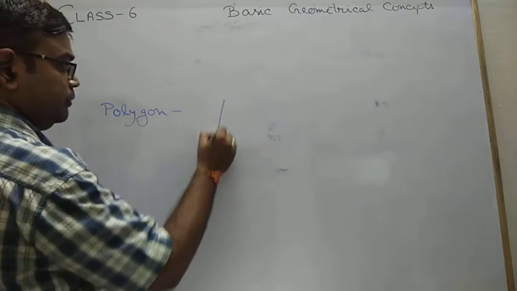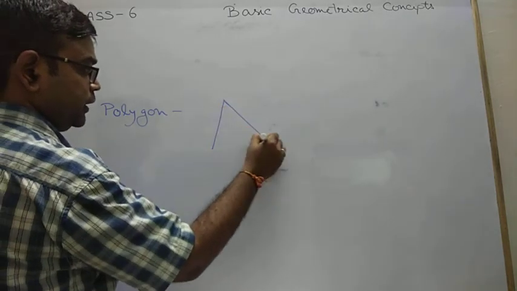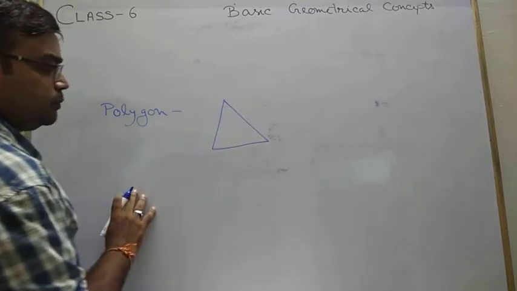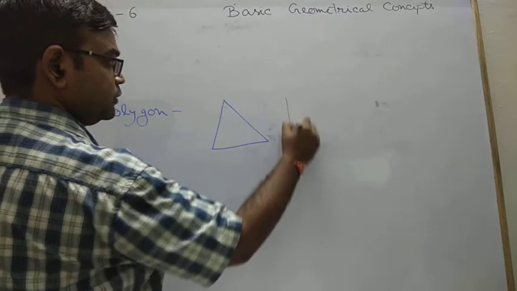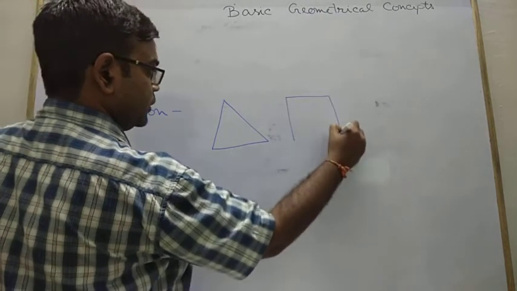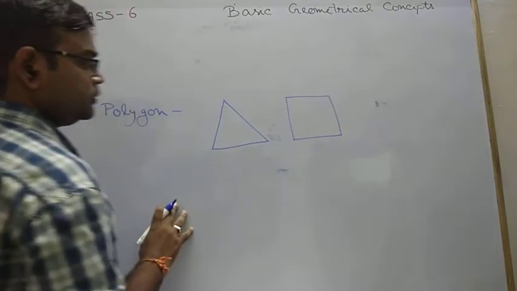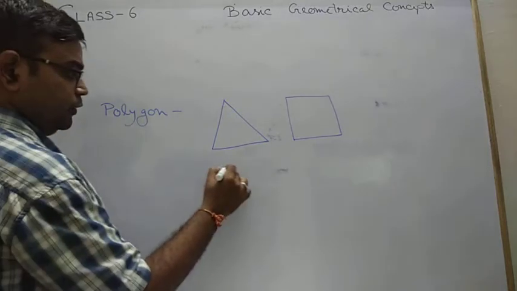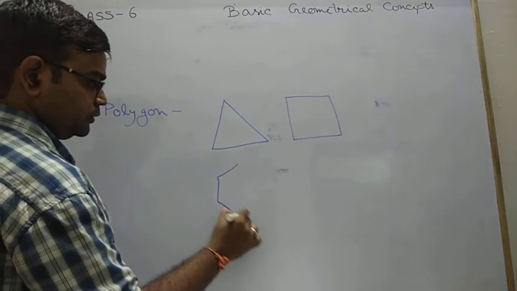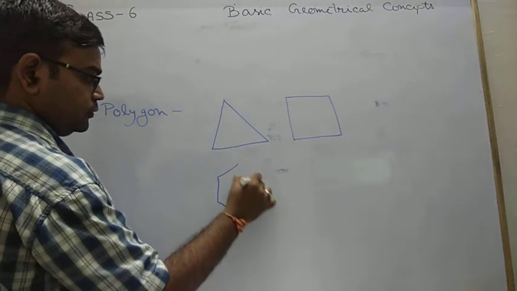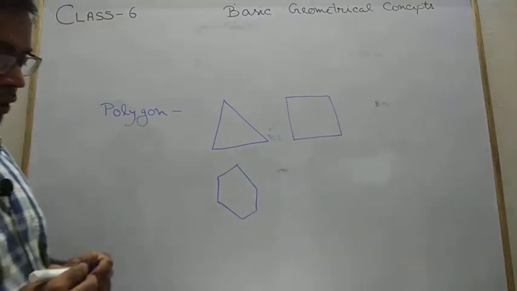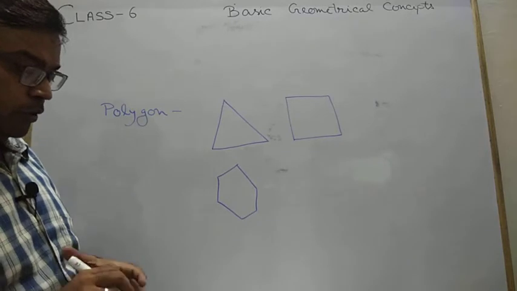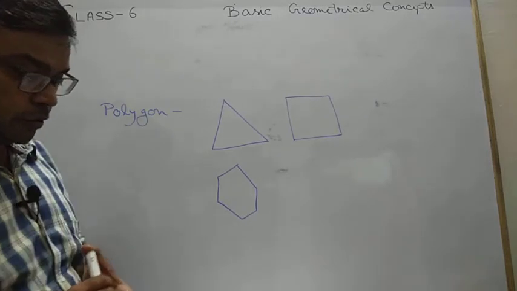For example, if I draw a triangle, it's a polygon having 3 sides. Then if we draw a square or rectangle, whatever it is, it's a polygon. If we draw this figure, this is a polygon, it does not cross itself. So this type of figure is known as a polygon. The figure does not cross itself.